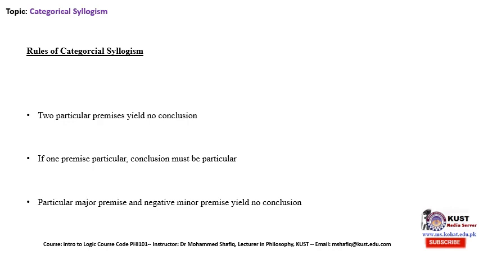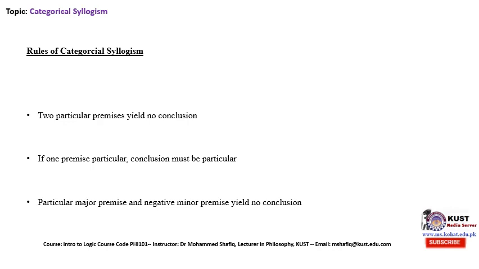So rule number 7 says that two particular premises yield no conclusion. Again, I would ask you to go back in your memory and try to remember what is a particular proposition and what is a general proposition, or what is a particular premise and what is a general premise.